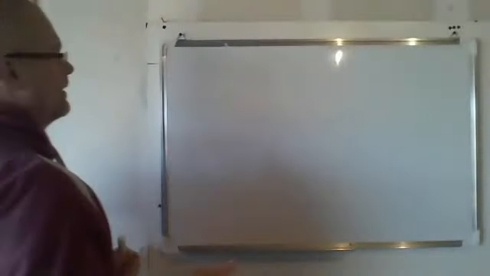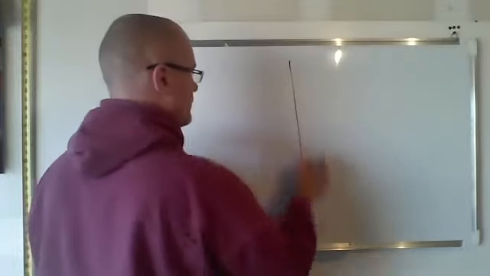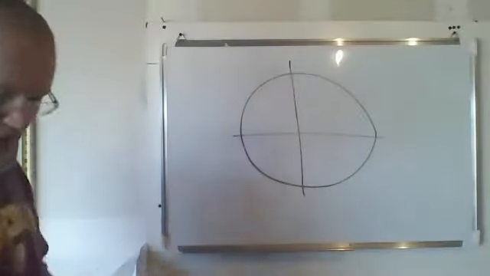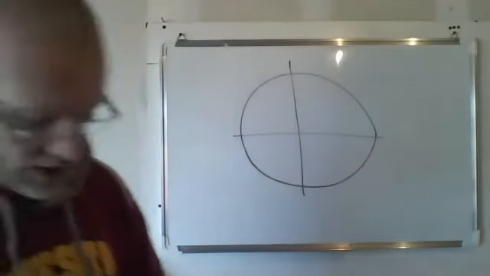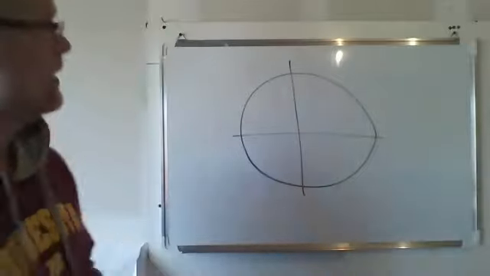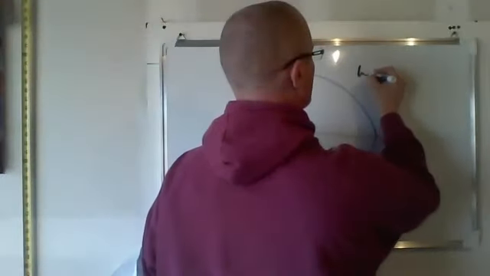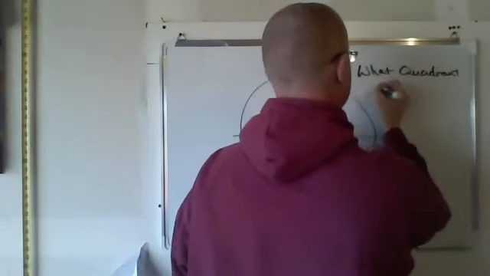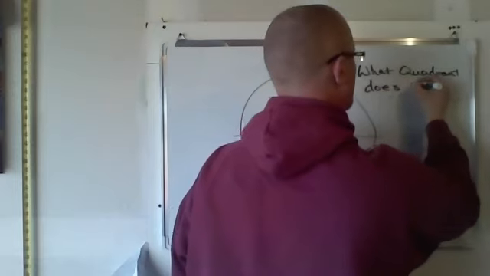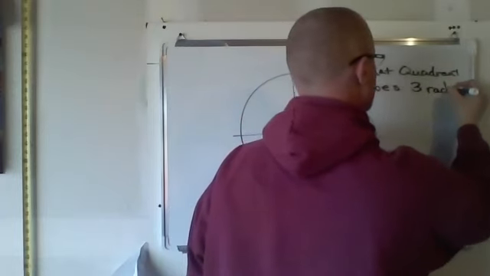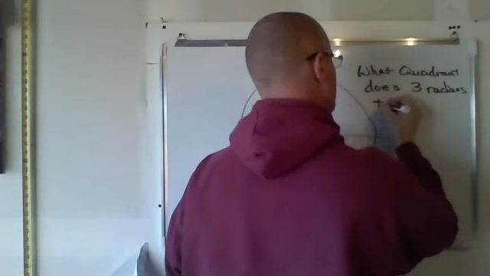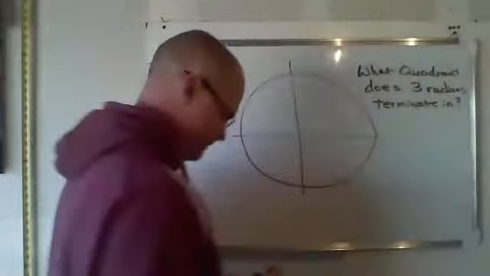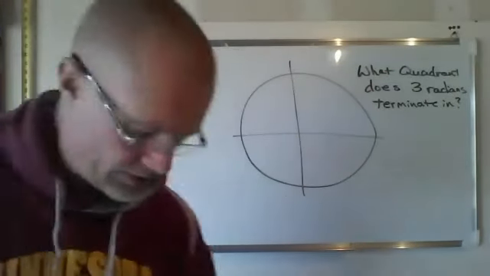All right, so let's get our unit circle going again. So we know there and there, and go around. All right, good. So let's see. Let's figure out 2 questions here. Number 1, what quadrant does 3 radians terminate in? Question mark. Okay, what quadrant does 3 terminate in?